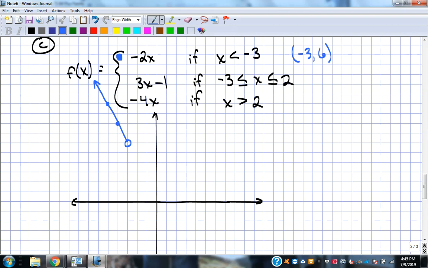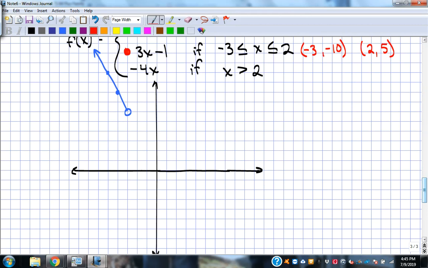All right, let's go to the middle piece, and I'll do it in red. It's got two important points, one at -3. So I plug that into x. So -3 in here for x. 3 times -3 is -9. -1 is -10. And then the other important point is at 2. So I take this 2 and I'm going to plug it in for x right there. 3 times 2 is 6. -1 is 5. Both of those have equal to marks, so they're going to be filled in dots.